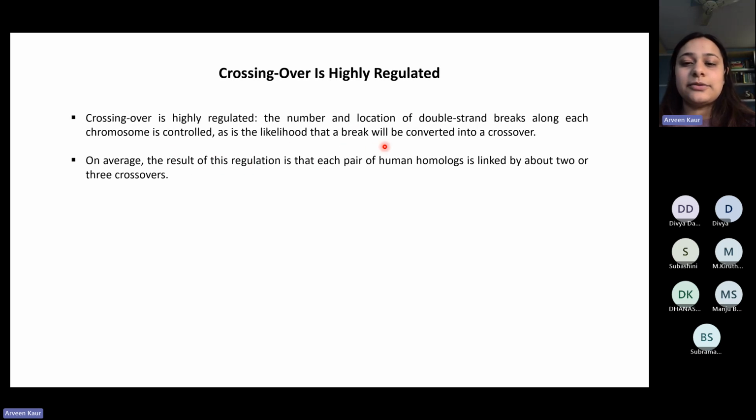As is the likelihood that a break will be converted into a crossover. So we saw that there are multiple double-stranded breaks that can occur, but not all of them will actually be converted into a crossover, right? On an average, the result of this regulation is that each pair of human homologs is linked by about 2 or 3 crossovers. So this is our limit, right? Most of our chromosomes undergo 2 or 3 crossovers per meiotic division.